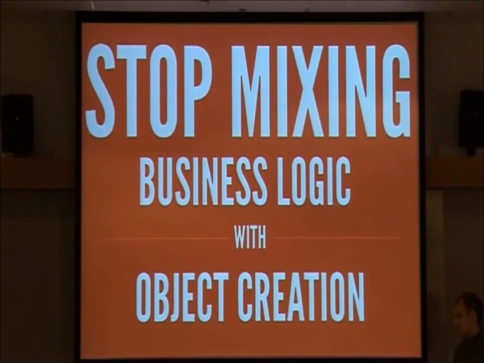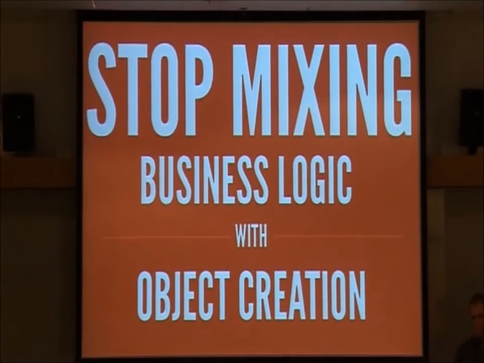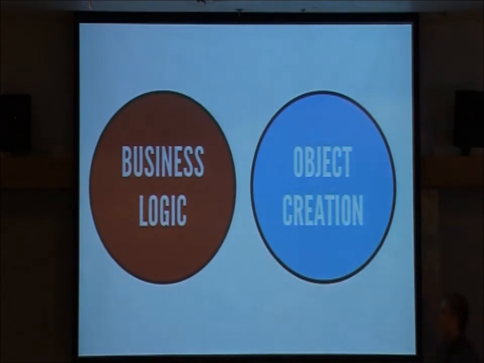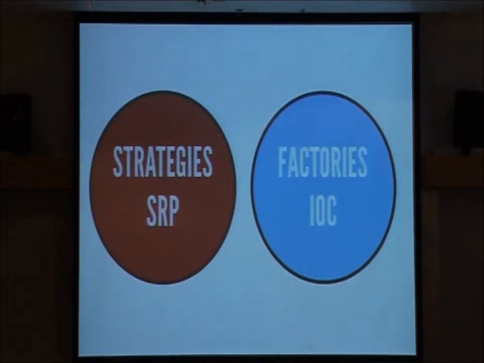Well, the first mistake that we do all the time is we mix business logic with instantiation of objects. And if we do that, we're going to have a really bad time trying to test drive our code. The code that you write should be either in the business of taking care of your logic or making objects that can take care of your logic, but not both. So on one side, to do logic, you have the strategy pattern and the single responsibility principle, that's SRP there. And if you want to build objects, use factories or the dependency injection principle on that side.